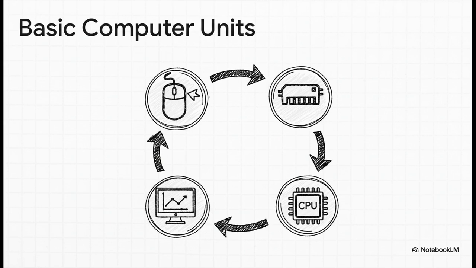The key thing to understand here is the flow of data. Let's go all the way back to our original double click. That click is an input. That command gets sent to the memory to be held for a moment. From there, the CPU, the central brain, grabs that instruction and does all the necessary calculations. And finally, the result gets sent to an output unit, like your screen, and boom, the app window appears. That whole loop, input, memory, processing, output, happens in a blink of an eye.